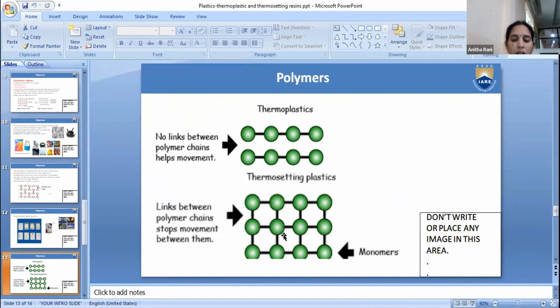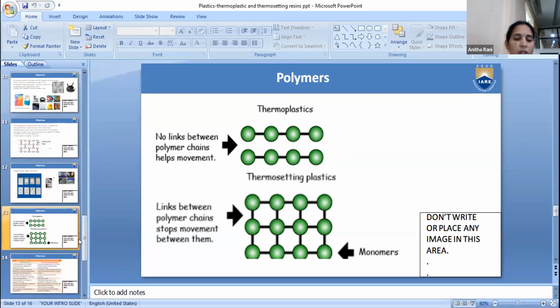But in thermosetting resins, you see links between polymer chains that stop movement between them. This is thermosetting plastic, because these polymer chains have strong covalent bonds. When we apply heat, there won't be any change in this type of plastic, it remains as it is. So this is about thermoplastic resins and thermosetting resins.